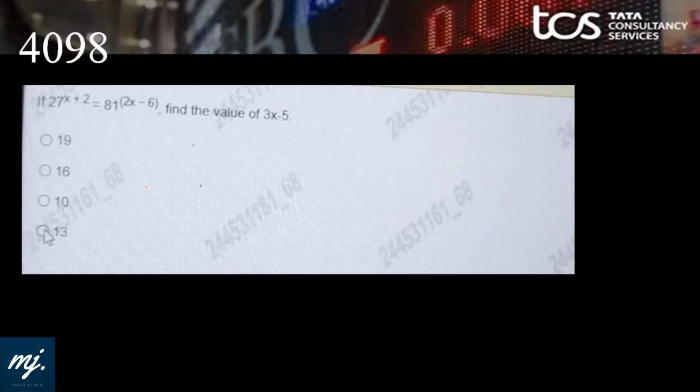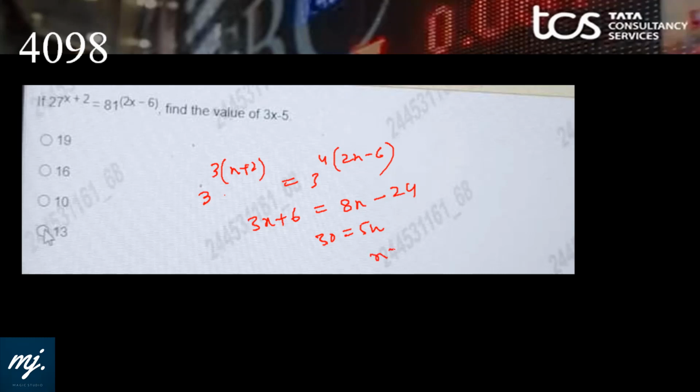Okay, a question from indices. If this happens, find the value of 3x minus 5. So 27 is 3 cube. So we have 3 to the power 3 into x plus 2 equals 81, which is 3 to the power 4 into 2x minus 6. That means 3x plus 6 equals 8x minus 24. So 30 is equal to 5x, x is equal to 6. Then what is the value of 3x minus 5? 3 into 6 is 18, minus 5 is 13. Option D fits in.